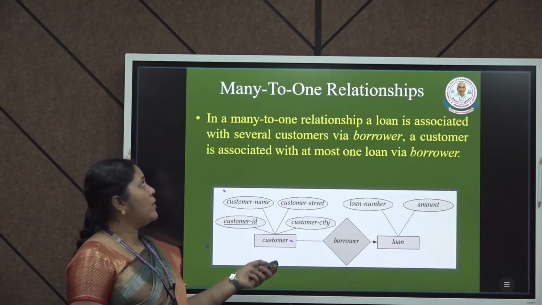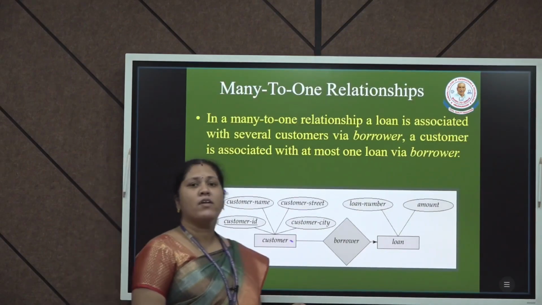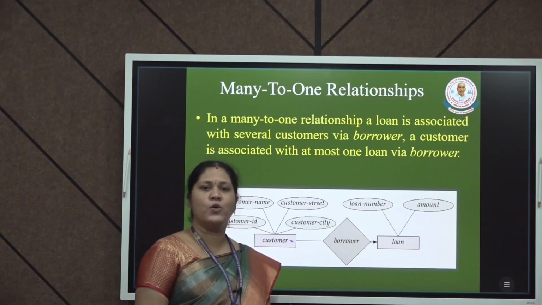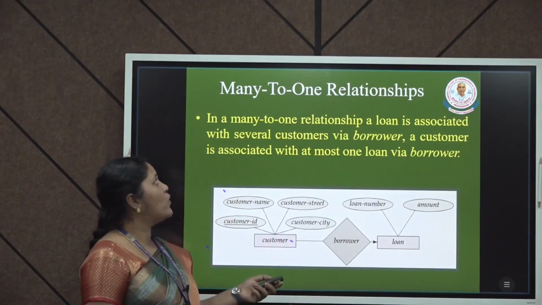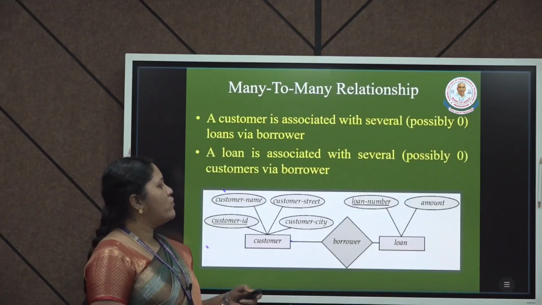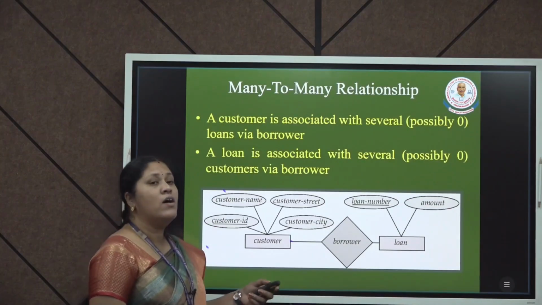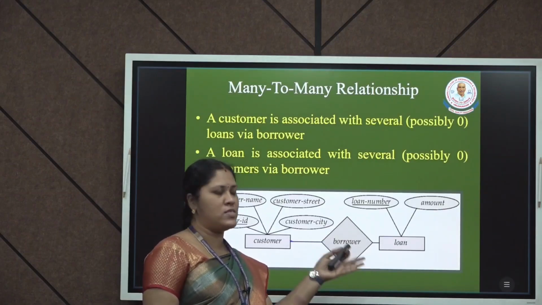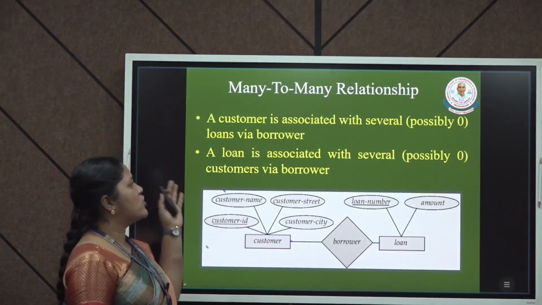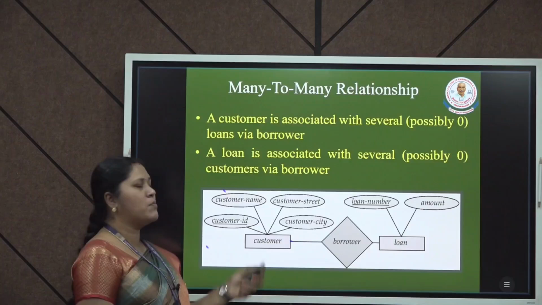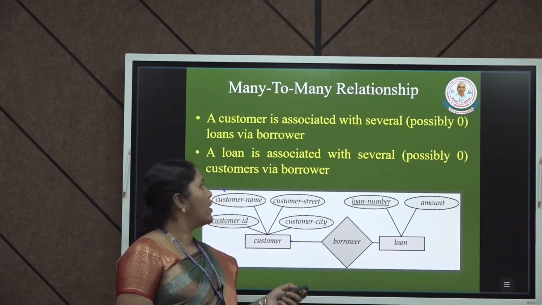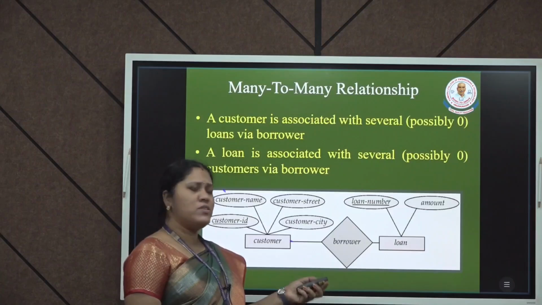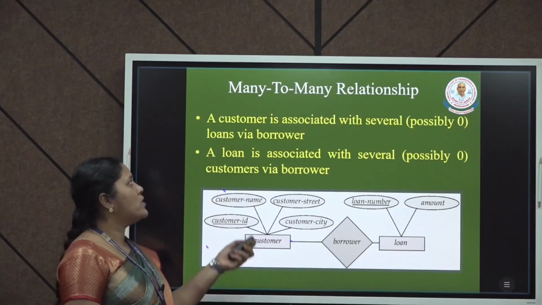In many-to-one relationship, more than one customer can get a single loan, such as a group loan. This is an example of many-to-one. And for many-to-many relationship, many customers may have many loans. A loan is associated with several customers via a borrower. Likewise, a customer is also associated with several loans via a borrower. This is an example of many-to-many relationship.